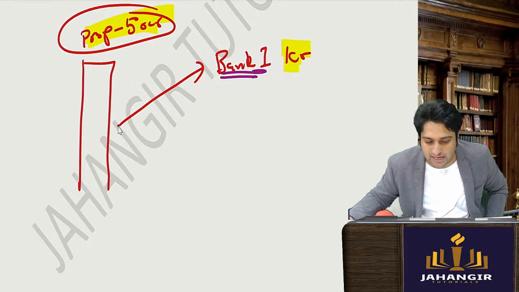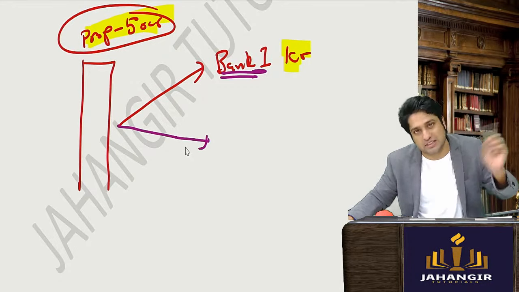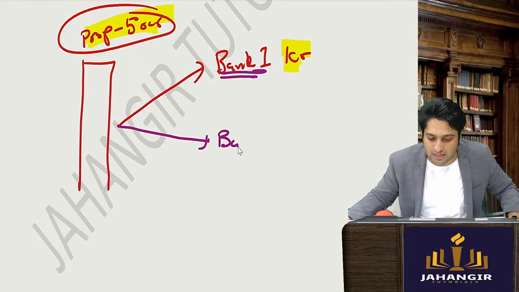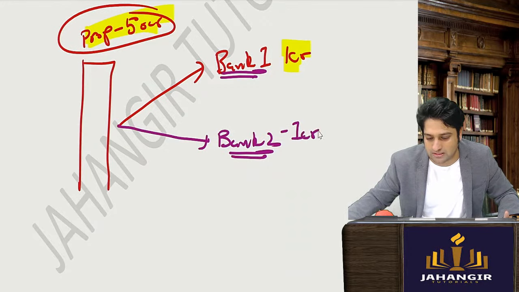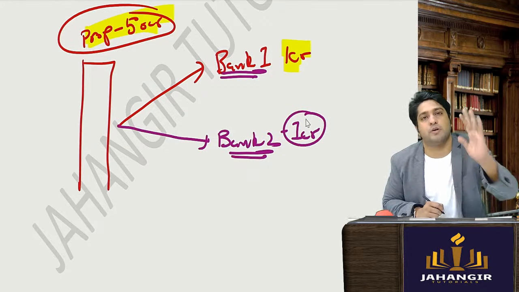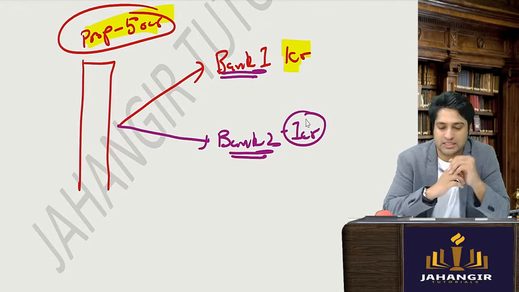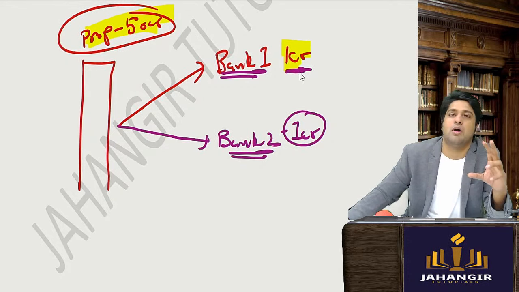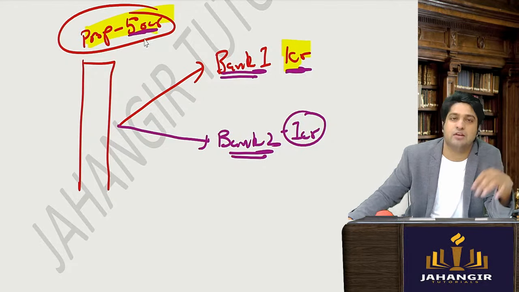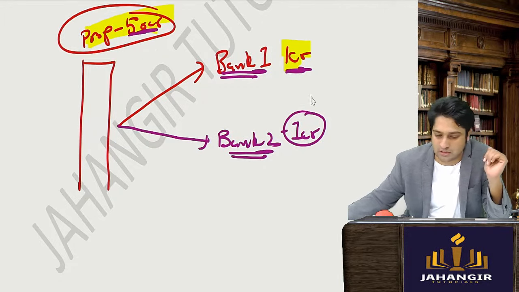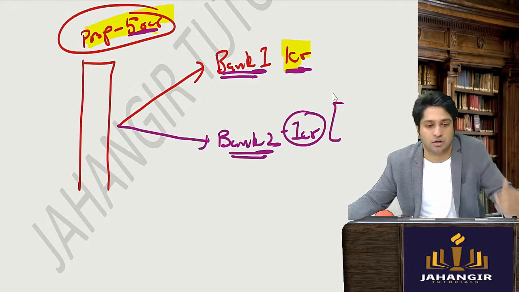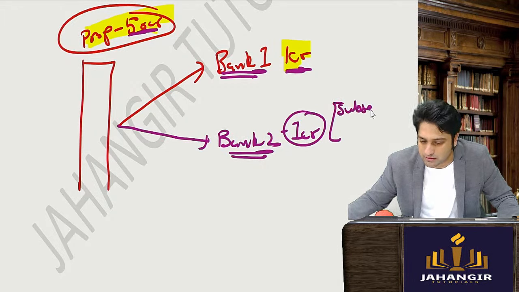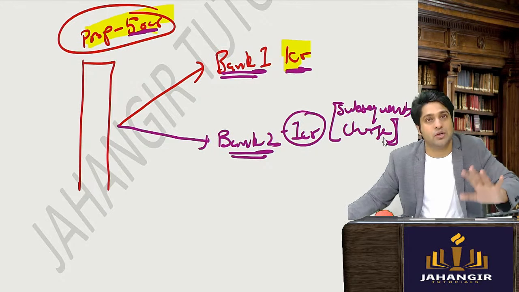So we kept this same property as security to avail another loan from bank 2, and I took another 1 CR loan. Possible or not possible? Now obviously, since the first amount was very low and the property value is very high, a subsequent charge, which means a second charge, can be created on the property.